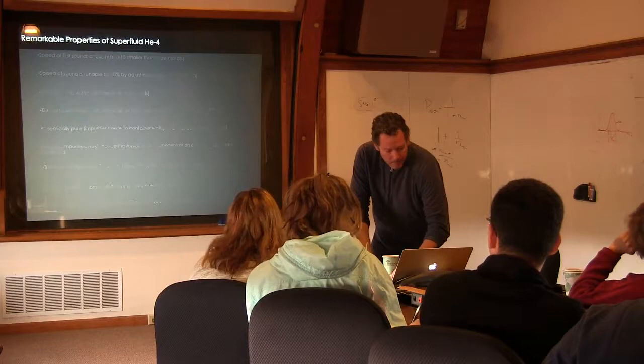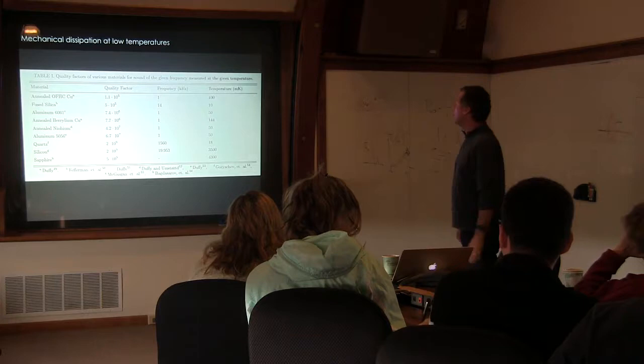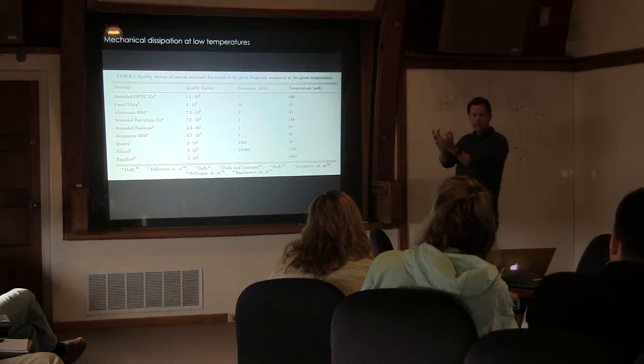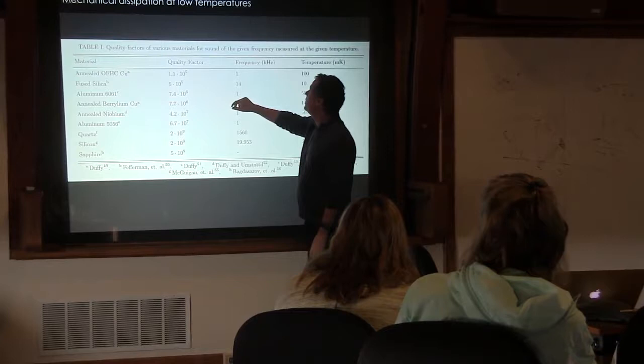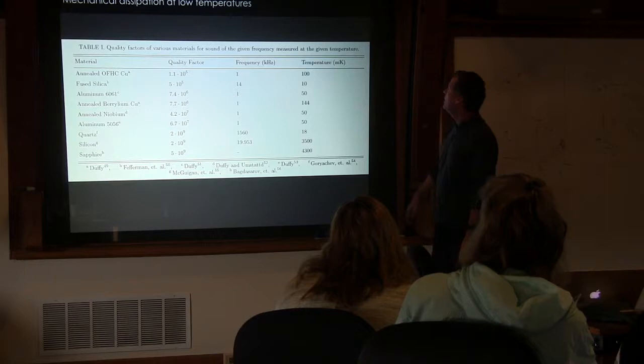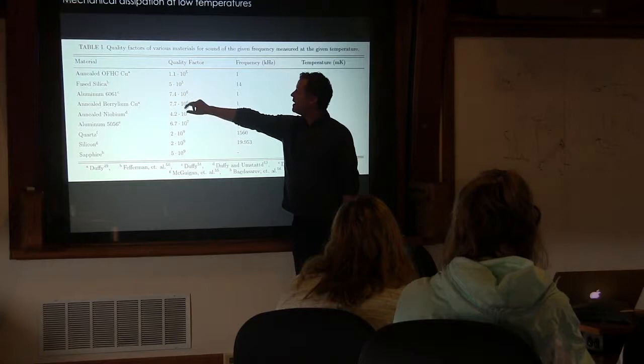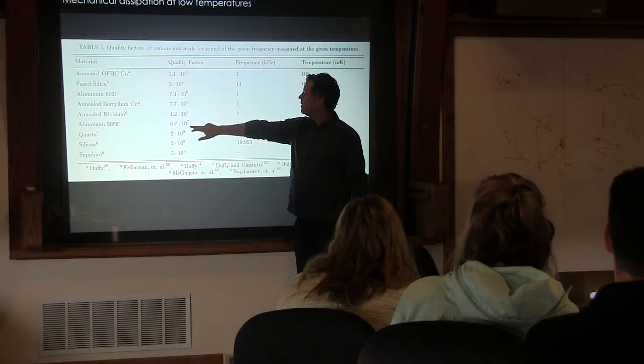I'm gonna show you this. So here are quality factors of materials for kilohertz kinds of frequencies measured at low temperatures. If you take oxygen-free, high conductivity copper, it makes a pretty crappy mechanical resonator, around 100,000 for 1 kHz at 100 millikelvin. Fused silica isn't that great. Aluminum's looking better, it gets almost to 10 to the 7. And niobium, there's two observations here approaching 10 to the 8.